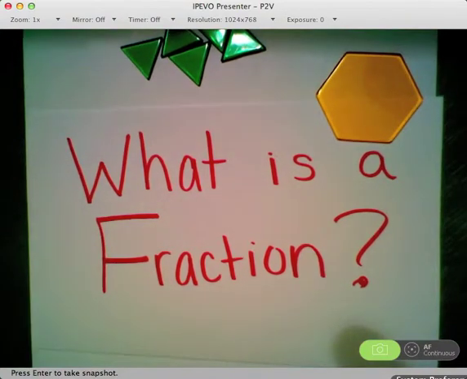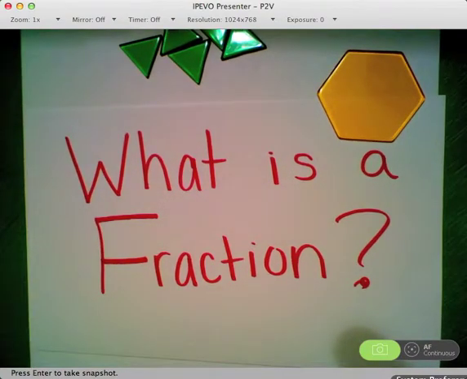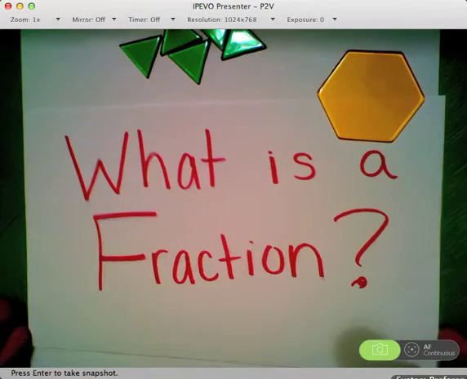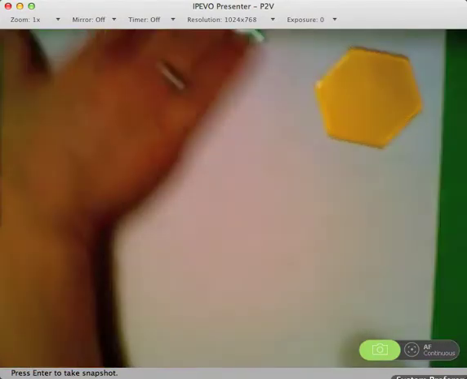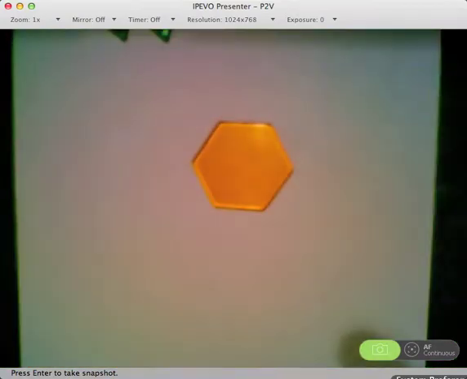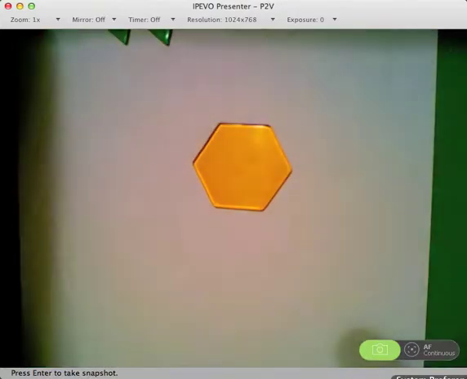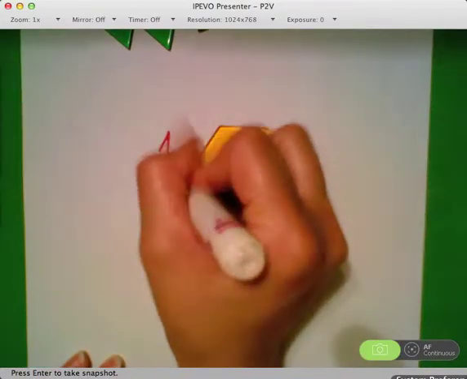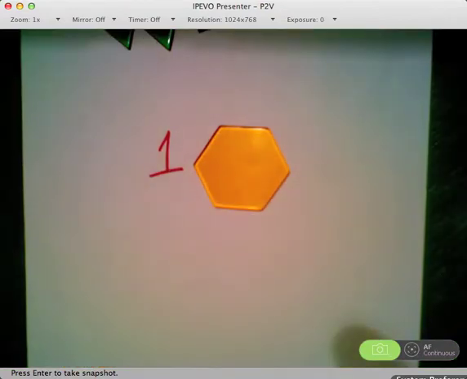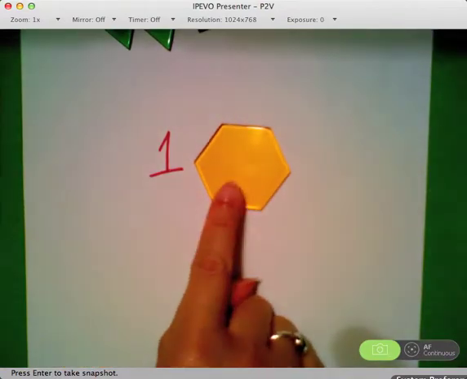What is a fraction? Alright, guys, this is Miss Richardson, and we are fixing to figure out and learn about fractions. So let's see. Start with this. How many hexagons do you see? You said 1. You're correct. That is one whole hexagon.